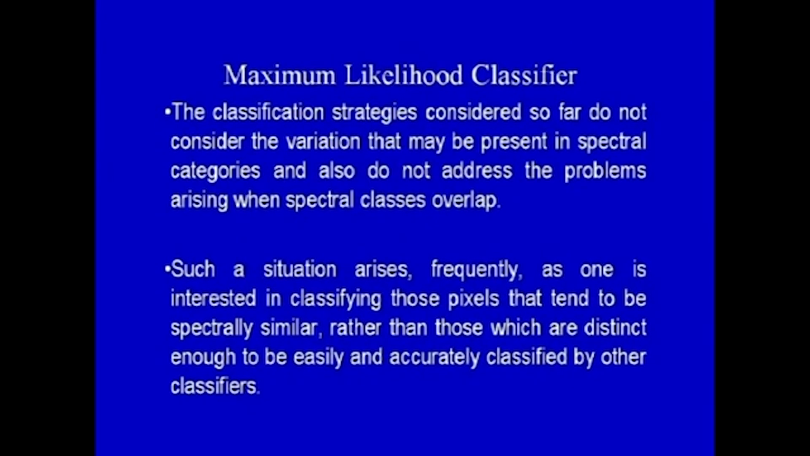The next classifier is the maximum likelihood classifier. The classification strategies considered so far do not consider the variation that may be present in the spectral categories and also do not address the problem arising when spectral classes overlap. Such a situation arises frequently as one is interested in classifying those pixels that tend to be spectrally similar, rather than those which are distinct enough to be easily and accurately classified by other classifiers.